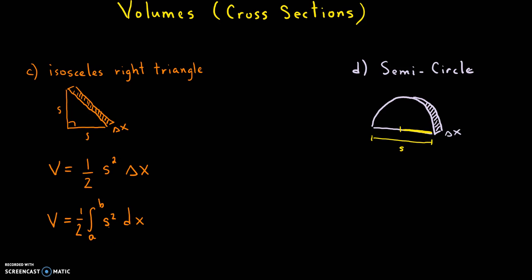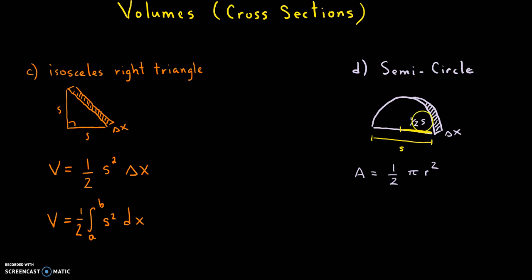So if we have a semicircle, I've already labeled the diameter s. So that means that the radius here is going to be 1/2 of s, right? Whatever s is going to be half of that. So again, we start by finding the area of the base, and the base here is a circle. Well, the area of this circle is pi r squared, but we're not talking about a full circle, we're talking about half a circle. So it's going to be half the area of a full circle, so half pi r squared.